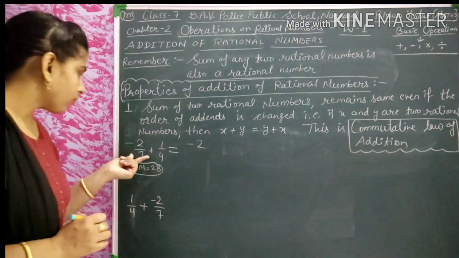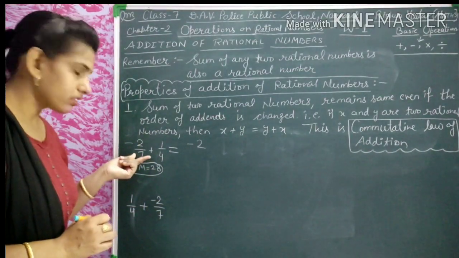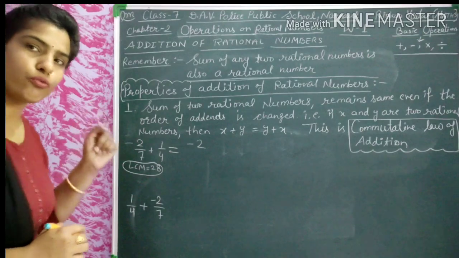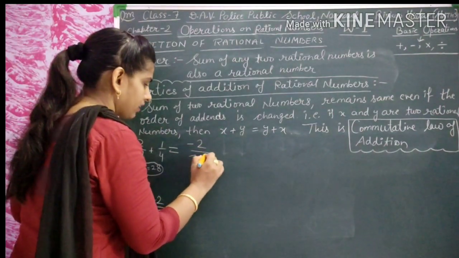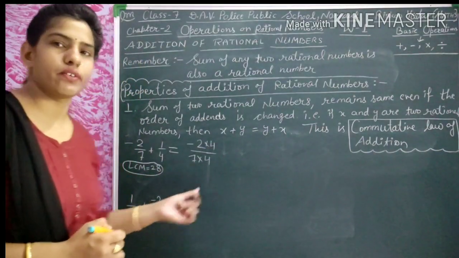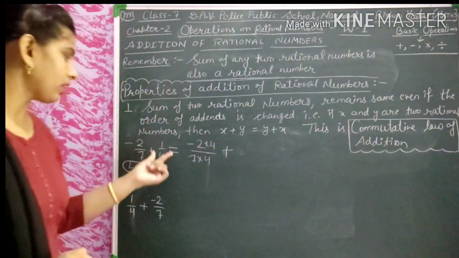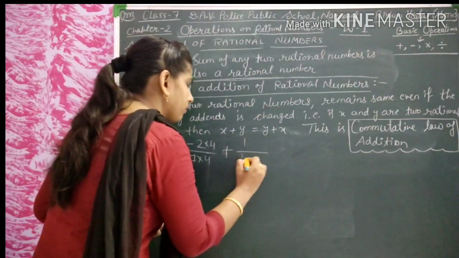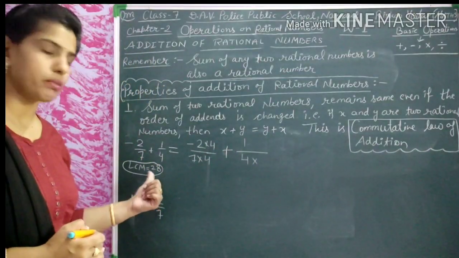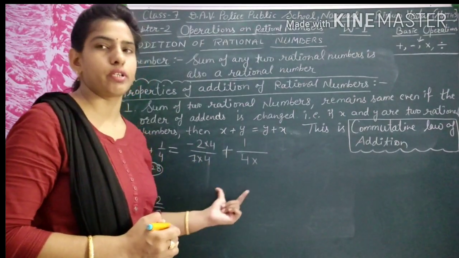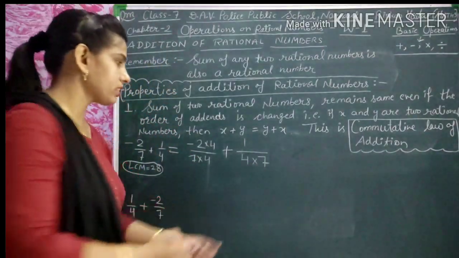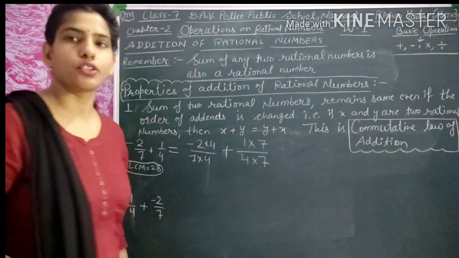The LCM is 28. What number will you multiply here to 7? By which number will you multiply here so that it becomes 28? 7 fours are 28. That is 7 into 4, and the same number is multiplied in the numerator because this is the equivalent form. Plus 1 by 4. In 1 by 4, same process. 4 is multiplied by which number so that it becomes 28, because we have to make the denominators the same here? There it is 7. Okay, dear students, and the same number is multiplied in the numerator also.